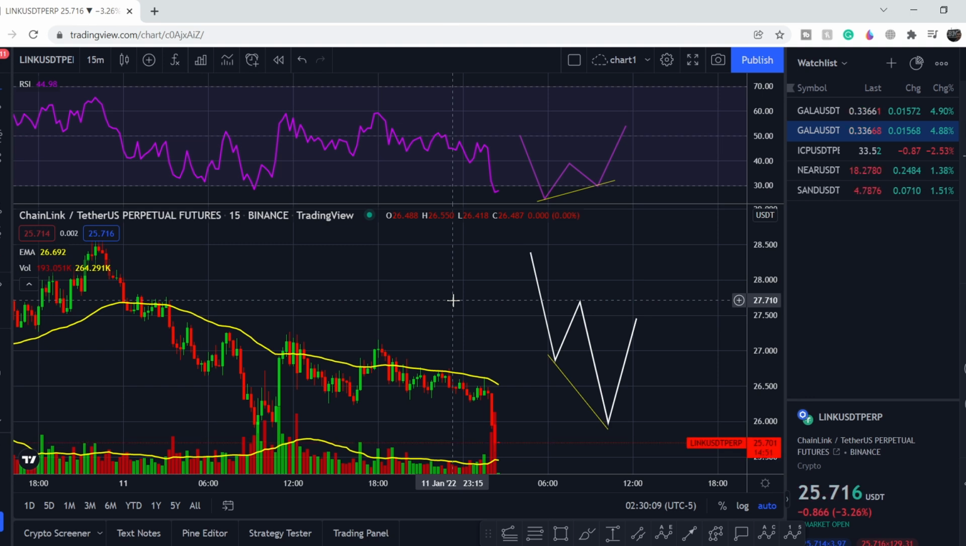will show you how you can find the bullish divergence on a real price chart and how you can benefit from it.